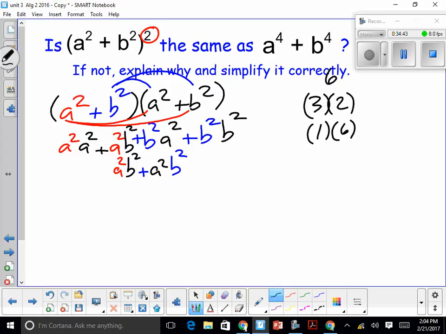In other words, I combined them. I added 1 plus 1, that's the coefficient. This guy up here, this is going to hurt. Does anyone know?